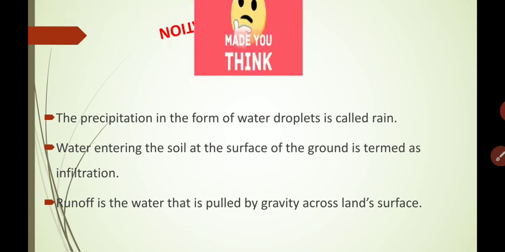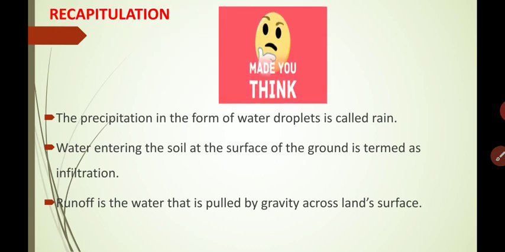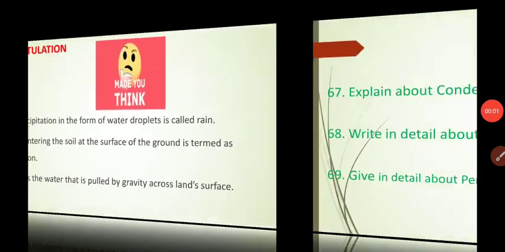Recapitulation. Precipitation in the form of water droplets is called rain. Precipitation means rainfall. When water enters the soil at the surface of the ground, it is termed infiltration. Runoff is the water that is pulled by gravity across the land surface. So the excess water pulled by gravity on the surface of the earth is called runoff.